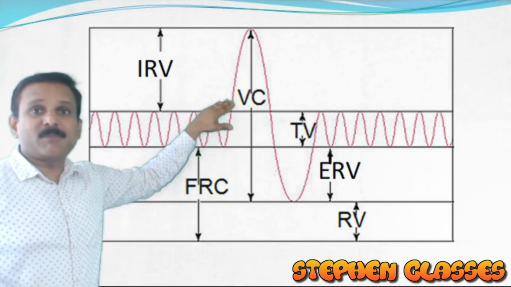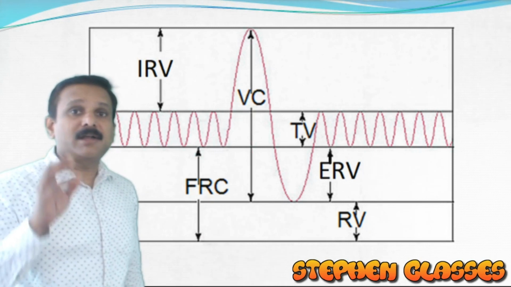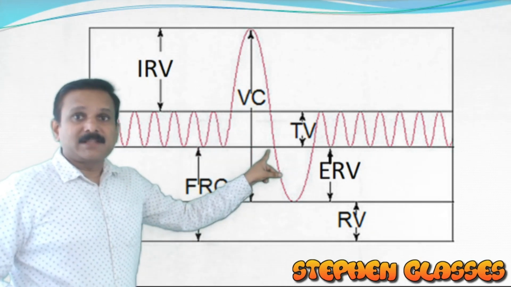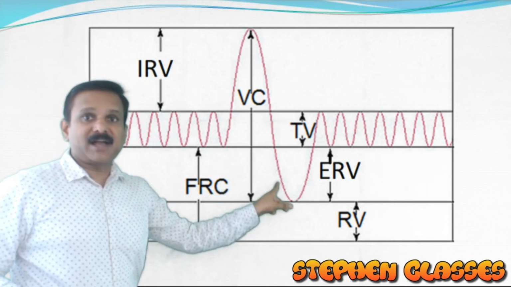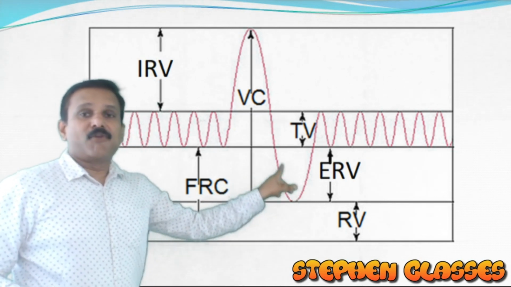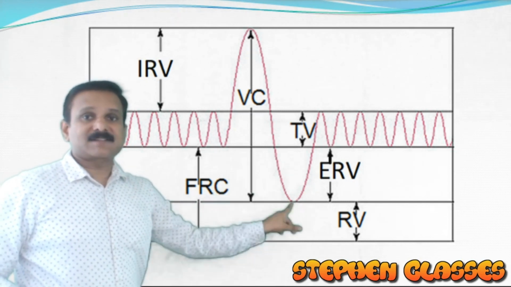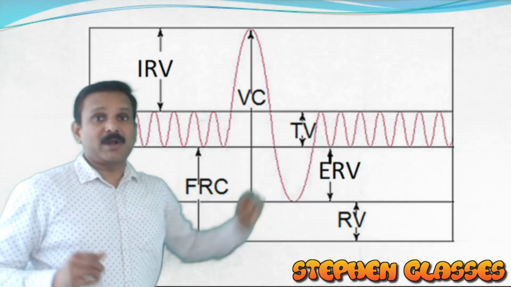So the additional amount of air inspired by forceful inspiration, that is called inspiratory reserve volume. And like that, what is ERV? The additional amount of air expired by forceful expiration after normal expiration, that is called ERV or expiratory reserve volume.